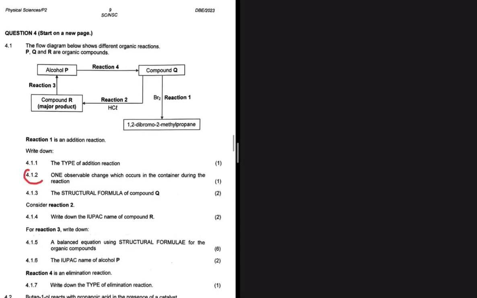What observable change occurs when you add bromine to an alkane? Does the container turn colorless or does it turn brown? That is 4.1.2. But let's just go ahead and do 4.1.1 first. The question is saying that which type of addition reaction is reaction 1?